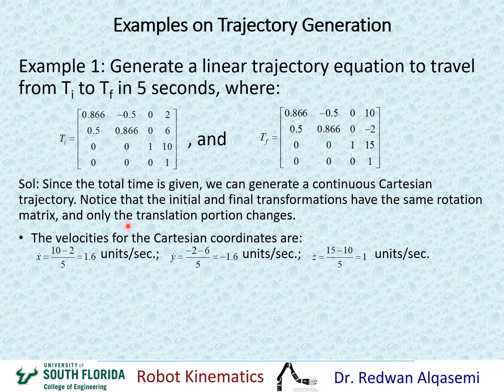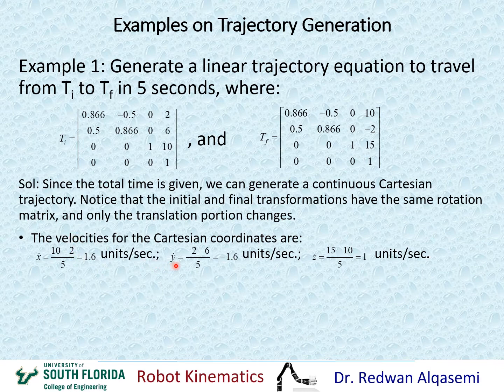All right, so the first step is to find the velocities for the Cartesian coordinates. So the velocity for x will be x dot equals x final minus x initial. So this will be my x final, 10, minus x initial, which is 2, divided by the total time, which is 5, that's given here. And that equals 1.6 units per second. Okay, so that's my velocity in the x direction.